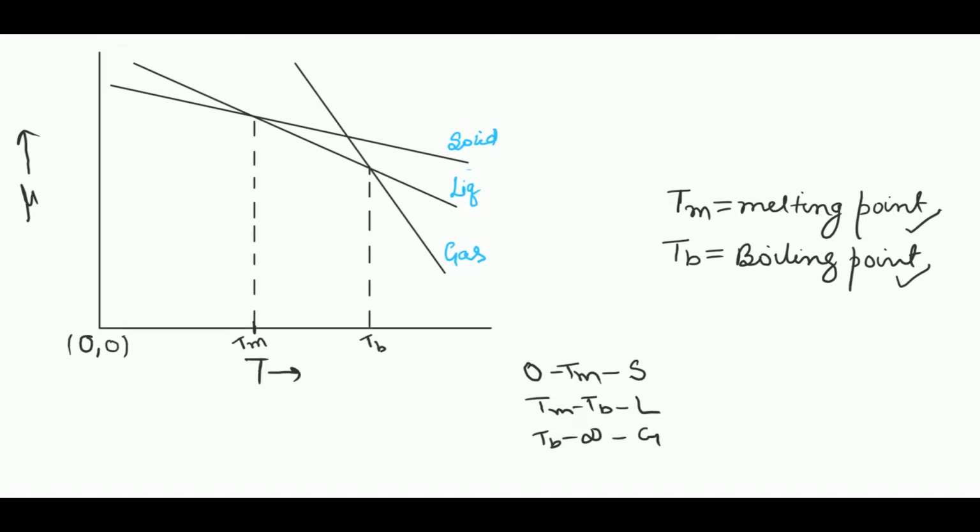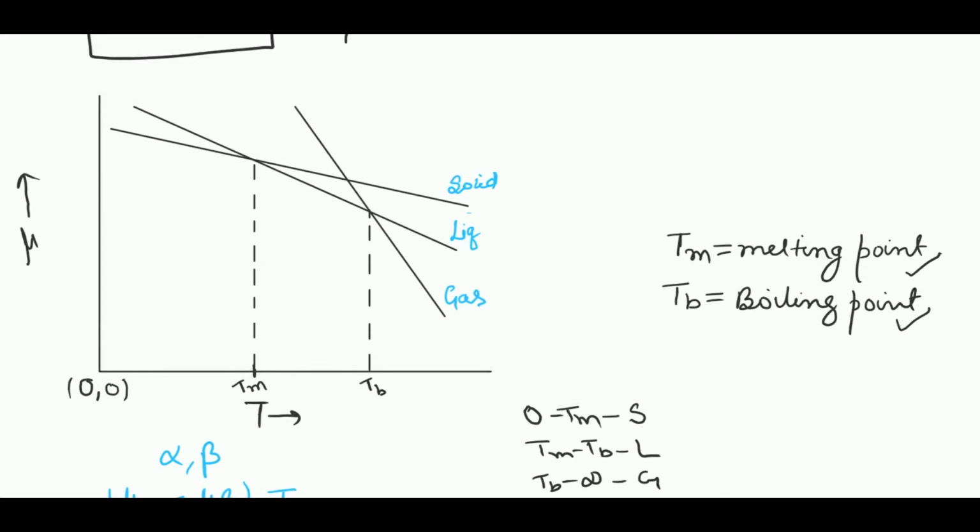For two phases alpha and beta to be in equilibrium, the condition is that the chemical potential of the phase alpha should be equal to the chemical potential of the phase beta at temperature T. In the above graph, there are two temperatures at which two phases exist in equilibrium. The temperature Tm, where the solid and the liquid phase exist in equilibrium, and the temperature Tb, where the liquid and the gaseous phase exist in equilibrium.